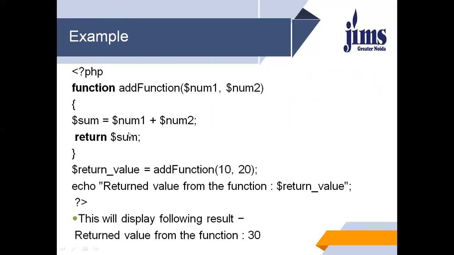So when you call this function, the value 30 will be returned and you are assigning it to a variable, $return_value. And then you want that value to be printed: echo "Return value from the function is $return_value". So the output will be: Return value from the function is 30. This is how you can return a value from a function.